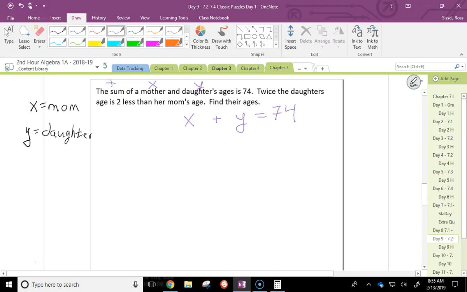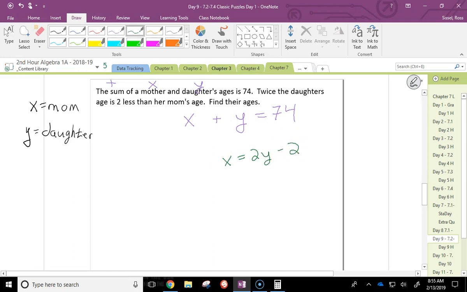Because if I read it, twice the daughter's age is 2 less than her mom's age. It's a little confusing. Let's see if someone can nail it. Alexander? X equals 2y minus 2. Let's see if that's right.